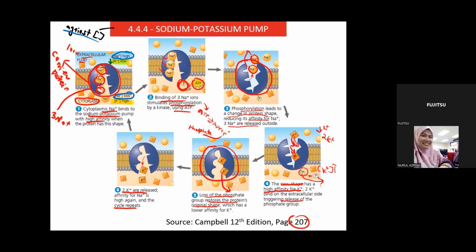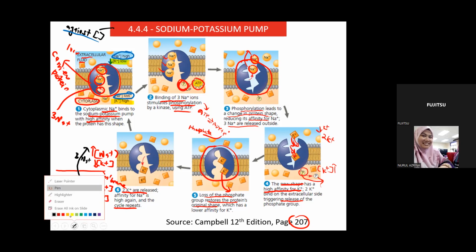So secara conclusionnya, you kena faham ini. Okay, let's say this is our membrane. Okay, kena ingat dekat dalam sodium ion concentration rendah, potassium ion concentration tinggi. But at the outside of the cell, sodium ion concentration is high and potassium concentration is low. So that's why sodium ion will diffuse out. How many sodium ion? 3. Sodium ion will diffuse out, and at the same time, we will have 2 potassium ion entering the cell. 2 potassium ion. So itu tugas sodium potassium pump. Dia akan bawa keluar 3 sodium ion out of the cell and 2 potassium ion into the cell for every cycle. Okay, and against concentration gradient.